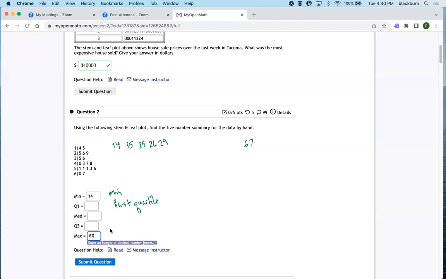The middle value is going to be, because we have 18 values, it's going to be halfway between the 9th and 10th value. So 43 is the 9th value.